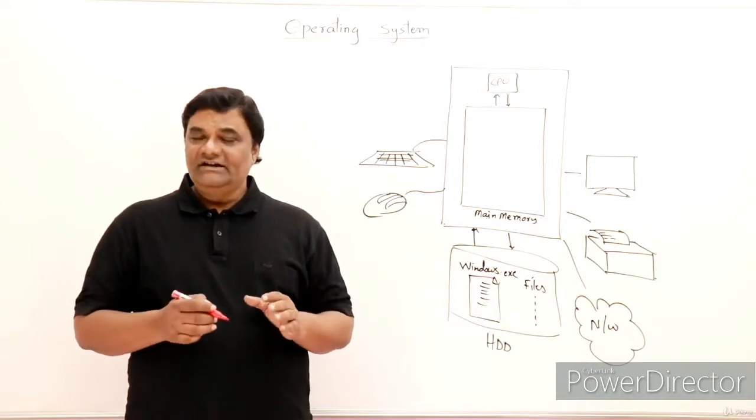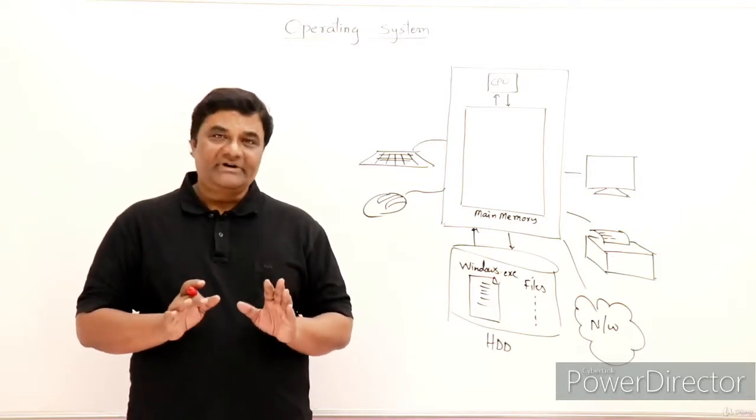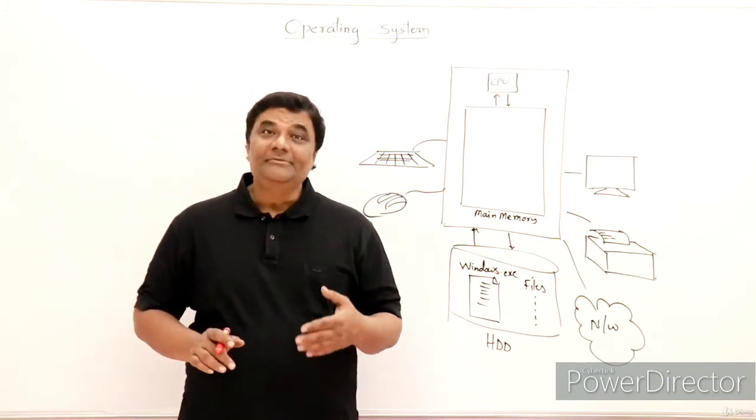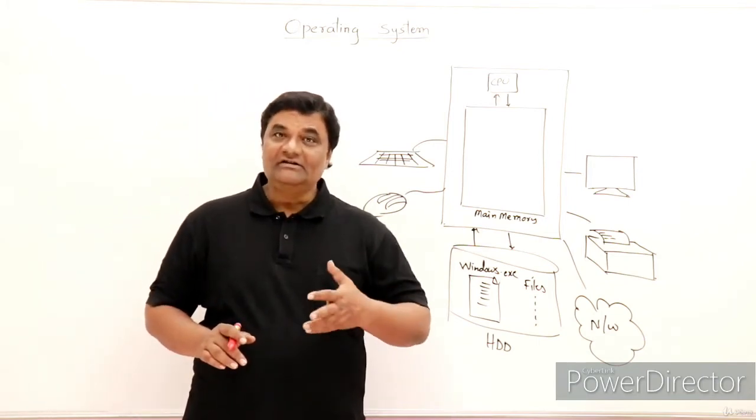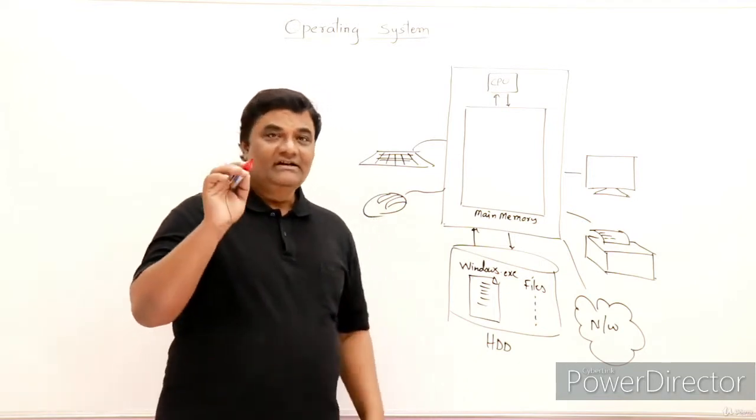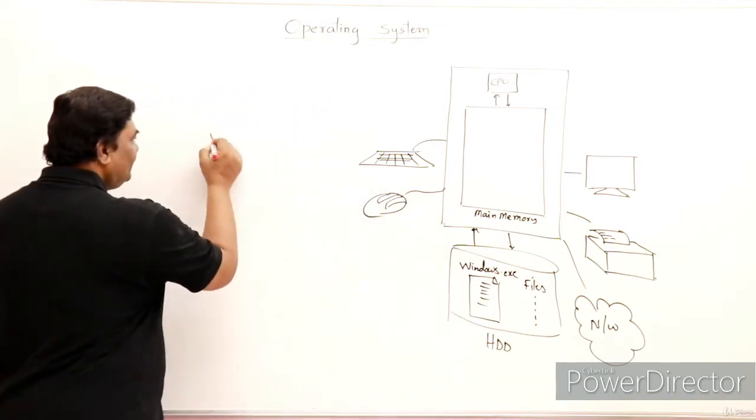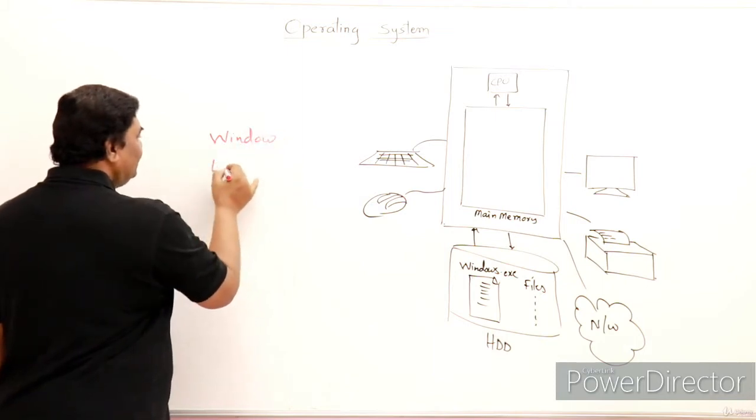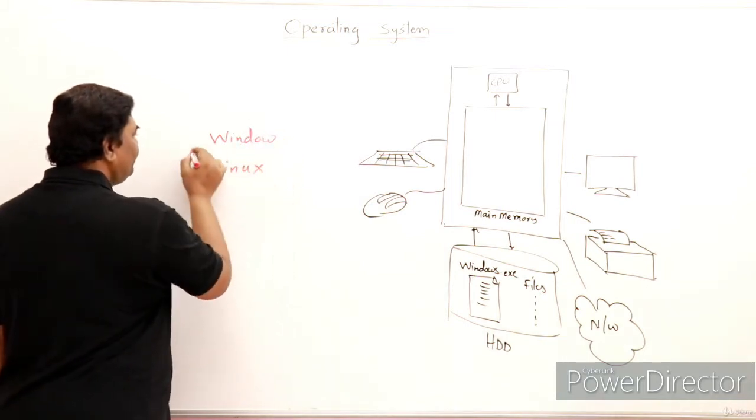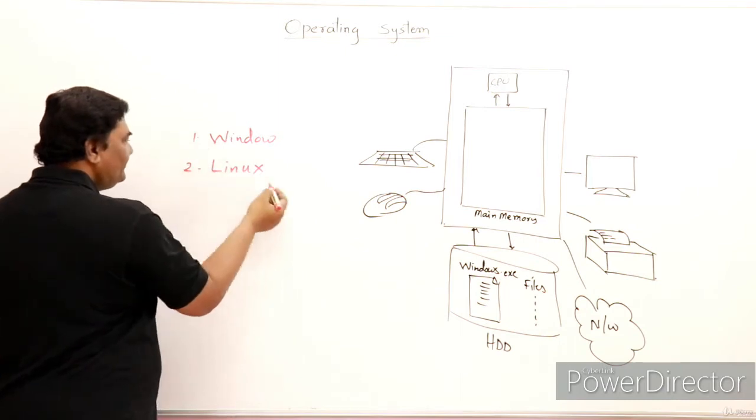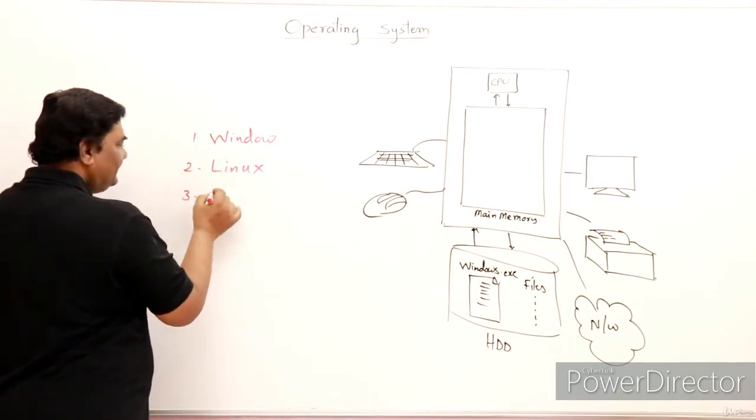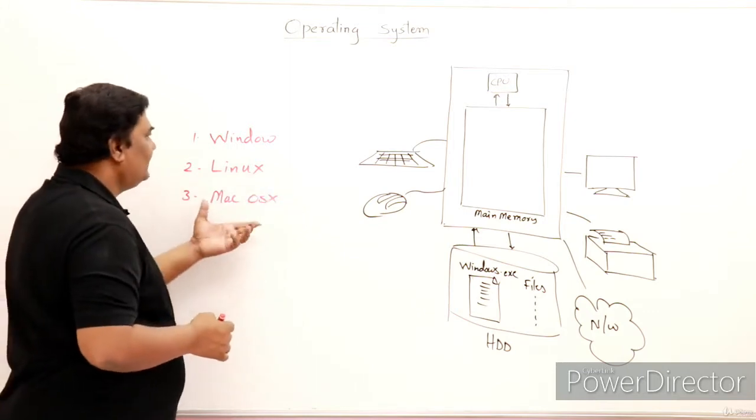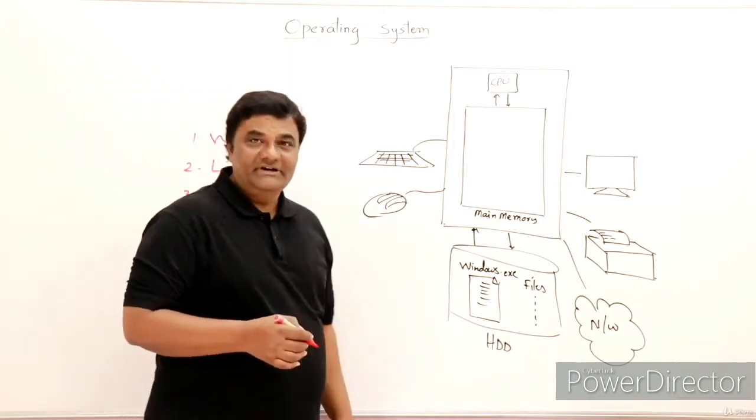In this video, I'll give you a brief introduction to operating systems. There are well-known operating systems that people commonly use on their laptops or PCs. The known operating systems are Windows, a very famous operating system, and Linux, which is mostly used by professionals or in companies. Third is Mac OS X. These are the commonly found operating systems.